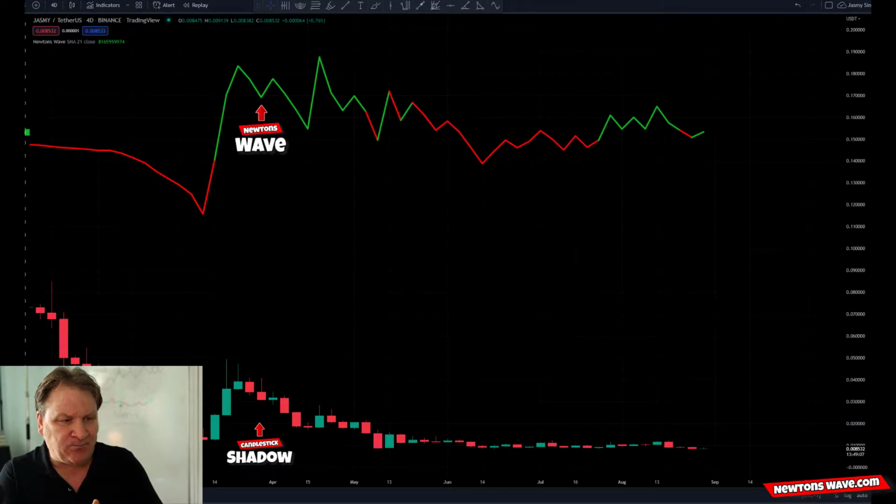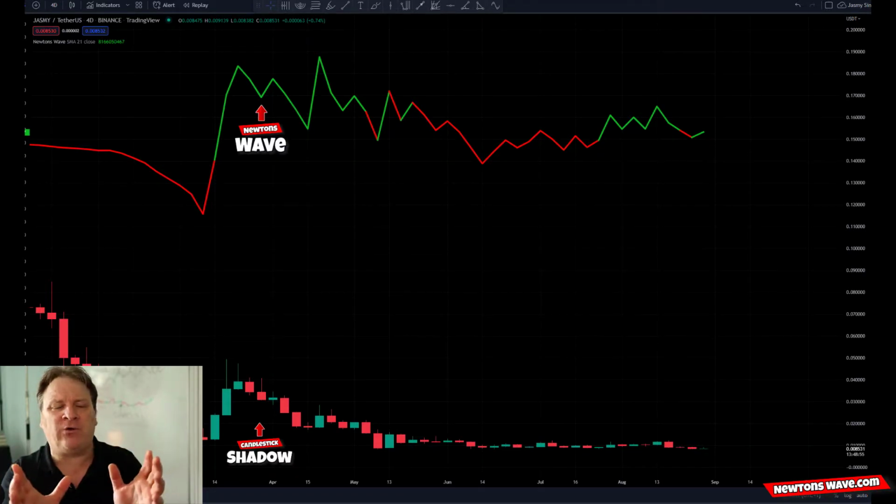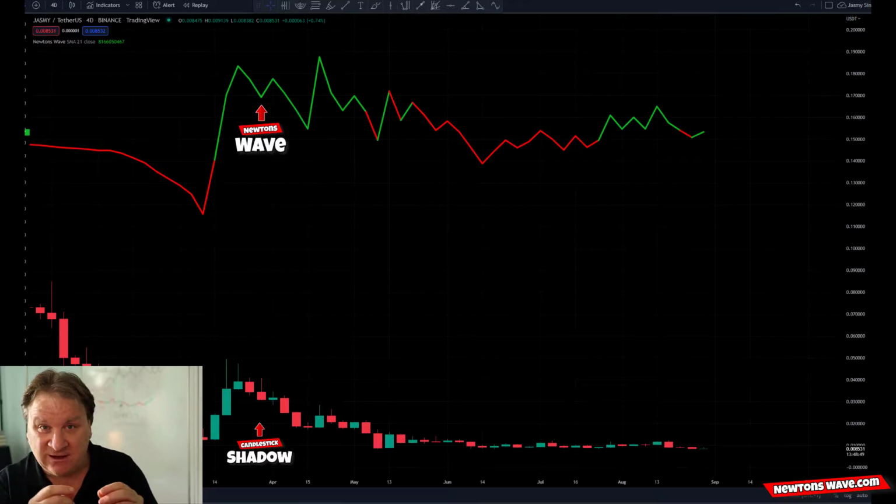We're doing a live example today of how to find your entry point, and we're on Jasmy. You can see two kinds of pattern charts on the screen: you've got your candlestick chart and you've got Newton's wave. Newton's wave is basically the daddy electromagnetic sine wave, and from there you get all your orientation. So let's have a look at how we can work out those timing and entry points using sine waves.